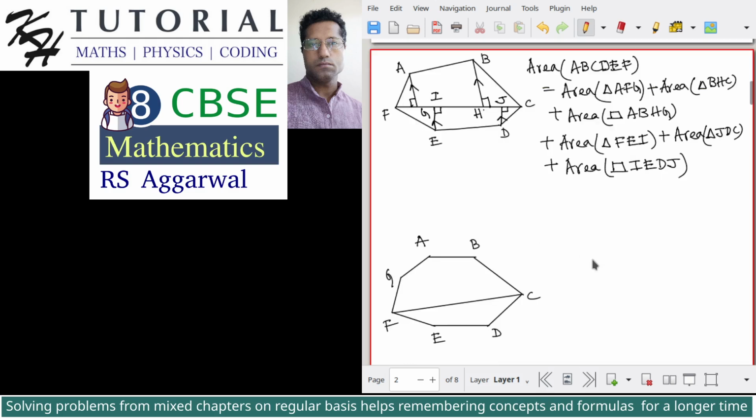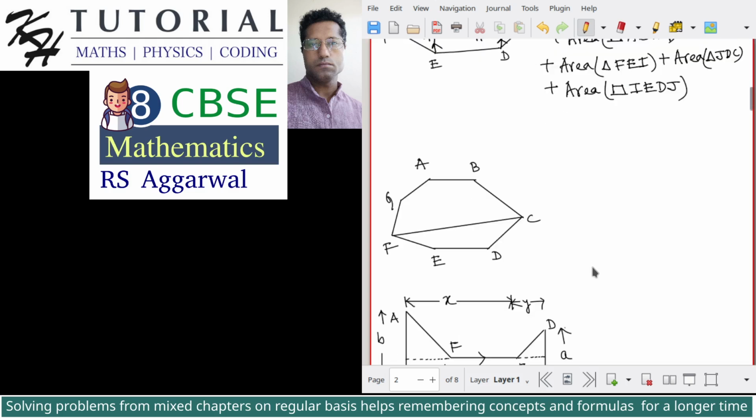Now, the next figure: how many sides are we having? This is a heptagon. We are having 7 sides. So in this figure, let's see if we are considering the diagonal FC, how we draw the perpendiculars on the diagonal FC from all other vertices, and find the area.